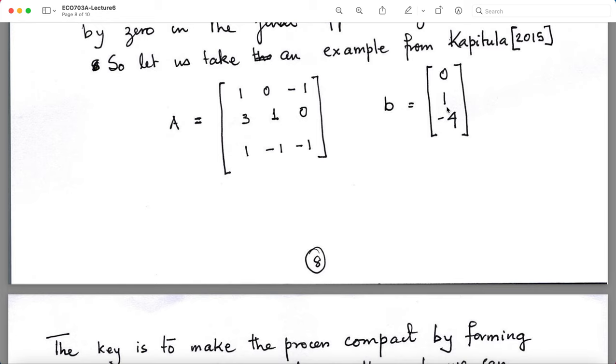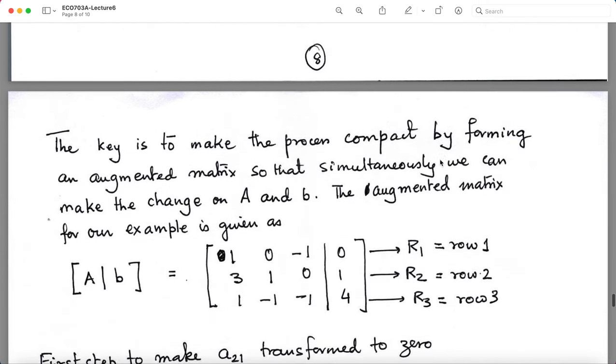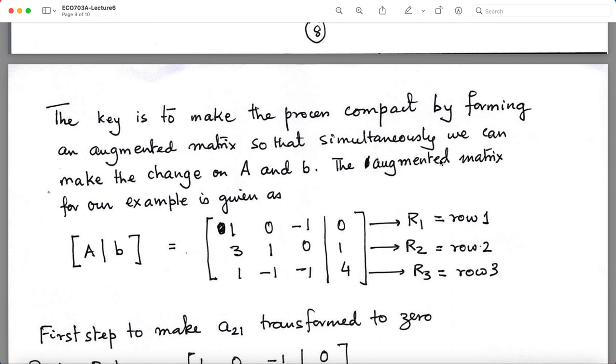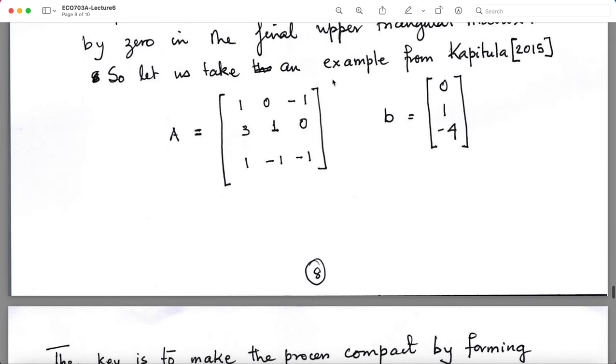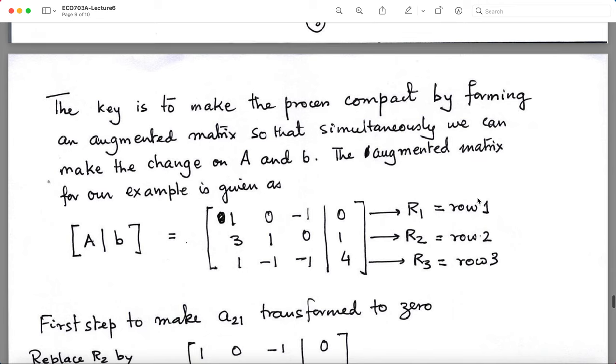And then you do a row operation, so at the same time you get U and at the same time you get B tilde. Here, this was your A and this was your B, and this is the way A augmented with vector B has come. This is called the augmented matrix.